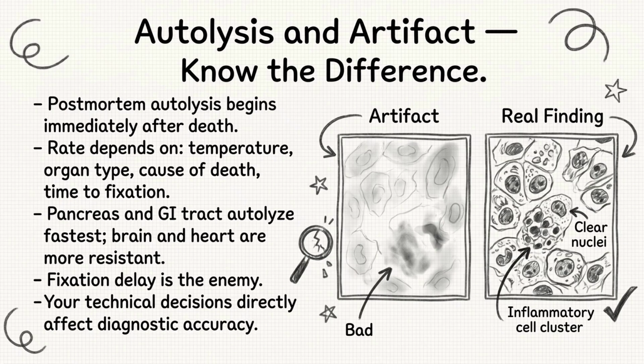So I want to pause here and speak directly to your role as a histotechnologist, because postmortem changes start at the bench, right? Autolysis begins the moment circulation stops as cellular enzymes digest tissue from within. The rate depends on temperature, organ type, cause of death, and fixation delay. Pancreas and GI tract autolyze fast, while brain and heart are more resistant. As a histotechnologist, you control what happens to tissue once it arrives. Proper fixation and processing are the foundation of forensic accuracy, and that accuracy dictates the stakes of this work.